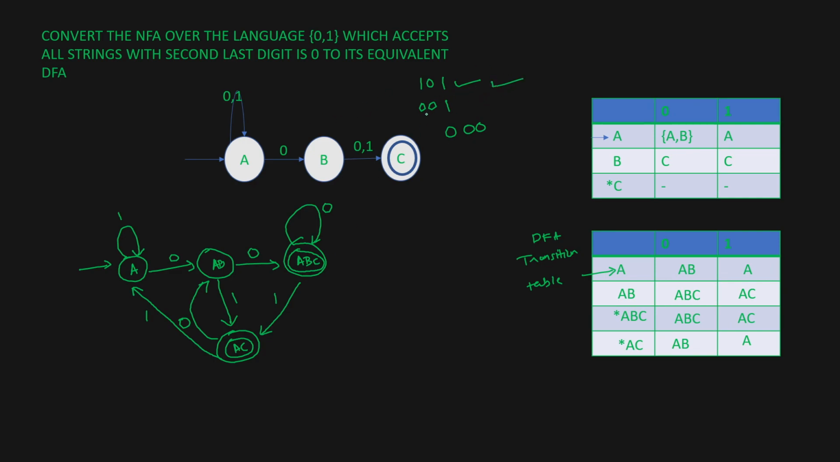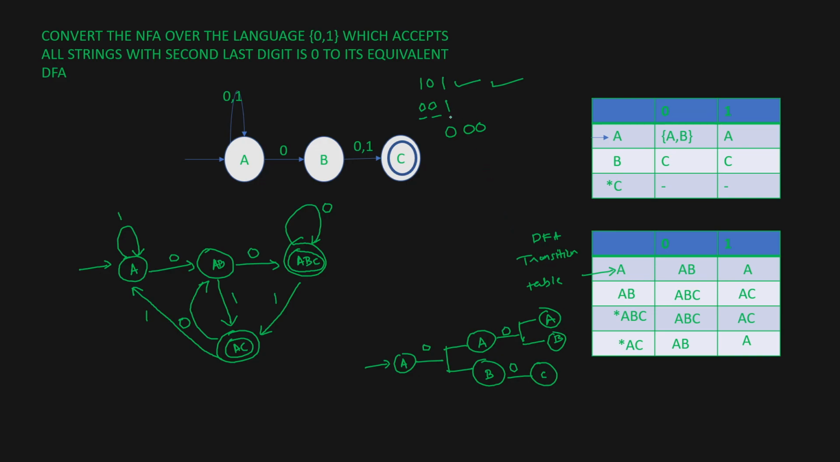Alright, now let's look at the string 0, 0, 1. Let's say you're in state A for this NFA. You get input 0, so you can either be in state A itself or in state B, correct? And in state A, if you get another input 0, you can again be in state A or state B. And in state B, if you get 0, you are going to go to state C, correct?